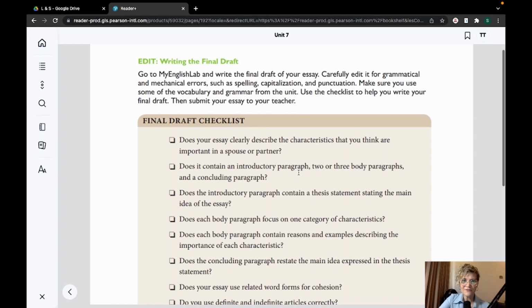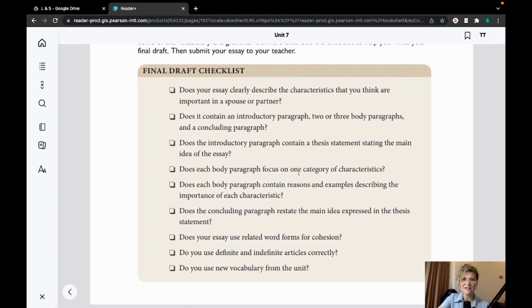Write the final draft, and for the checklist: 1, does your essay clearly describe the characteristics that you think are important in a spouse or partner? That's important. 2, does it contain an introductory paragraph, 2 or 3 body paragraphs, and a concluding paragraph? 3, does the introductory paragraph contain a thesis statement stating the main idea of the essay? So we've got hook, overview, and thesis.